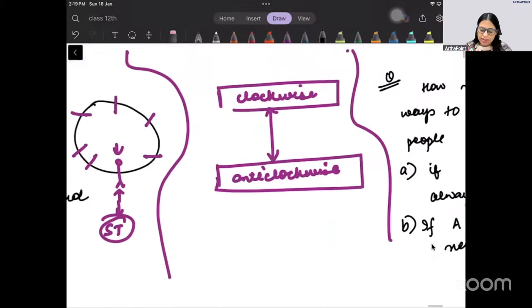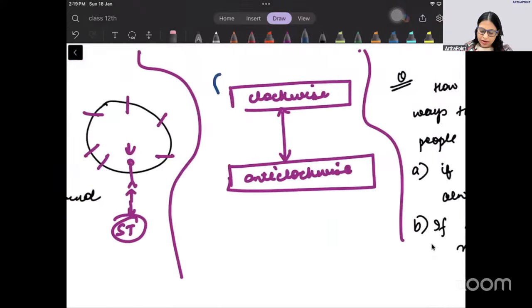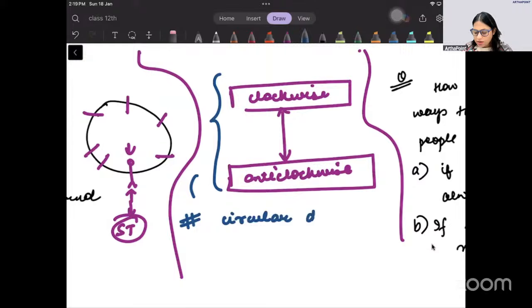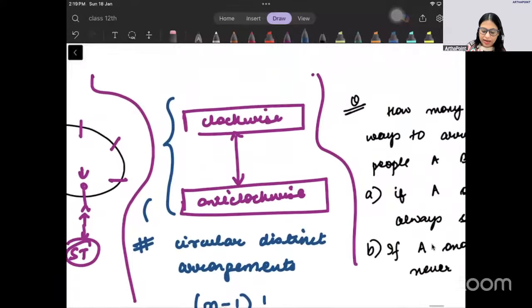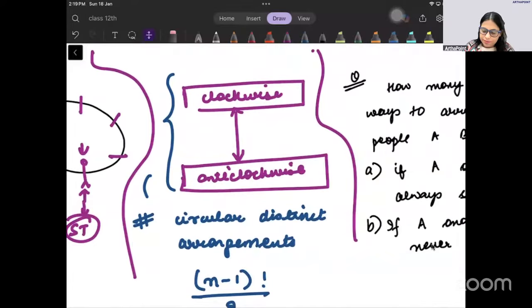Okay, so just one thing here, keep in mind that if the exam asks about distinct arrangements in circular, distinct meaning unique arrangements, number of unique arrangements, then the formula will be n minus 1 factorial by 2. Why? Just tell me something.